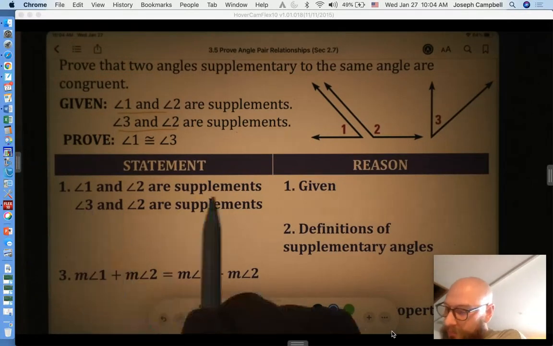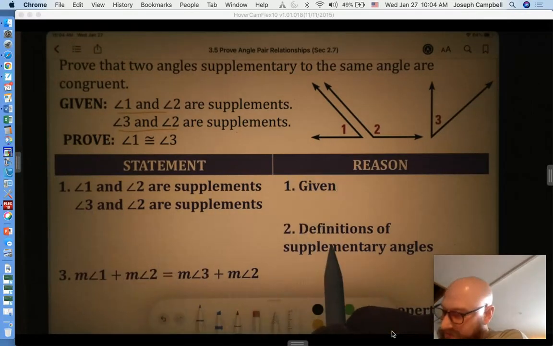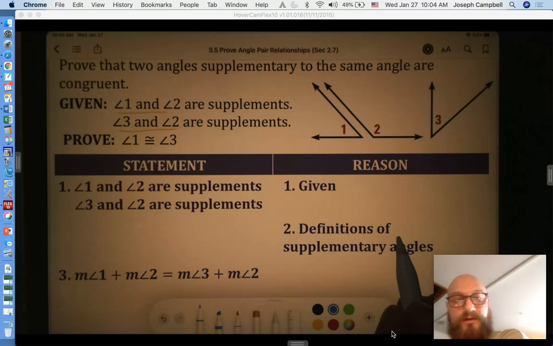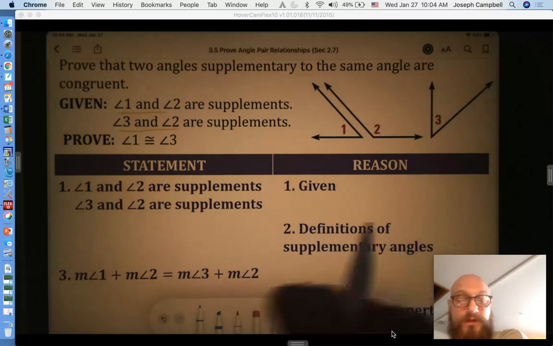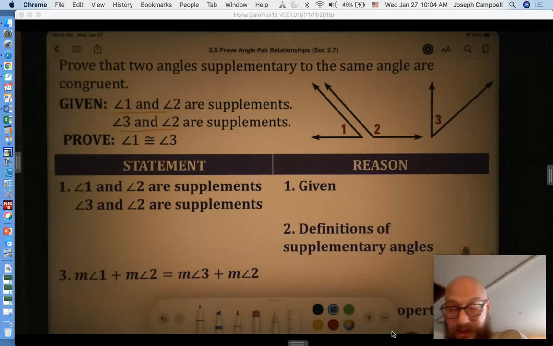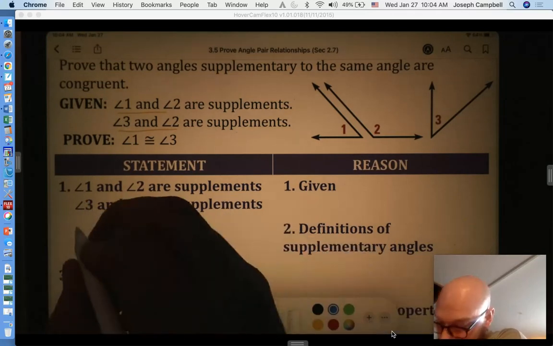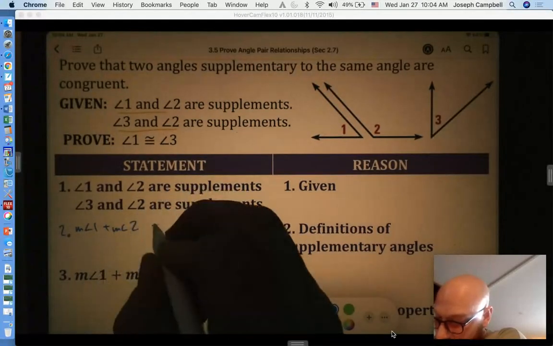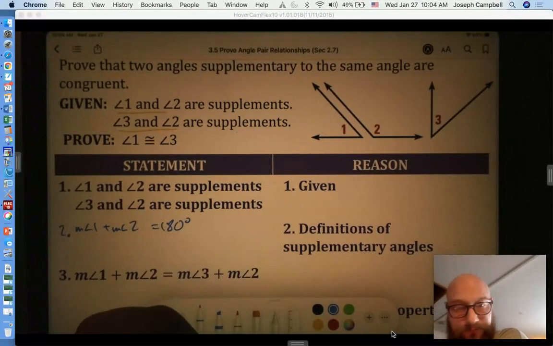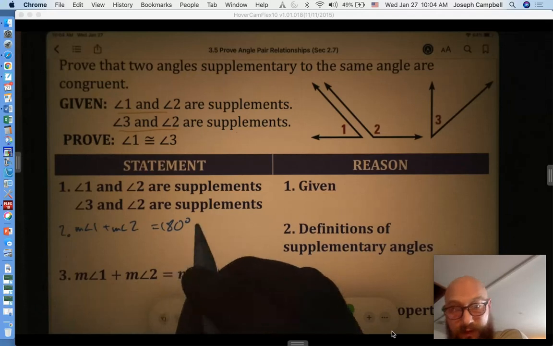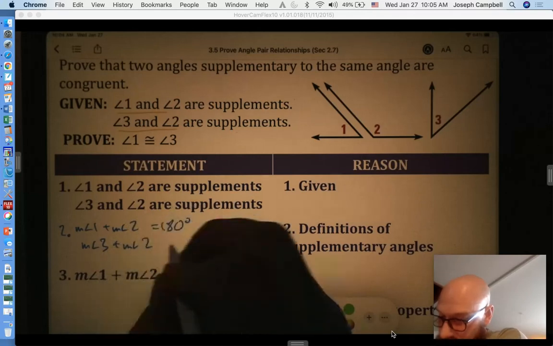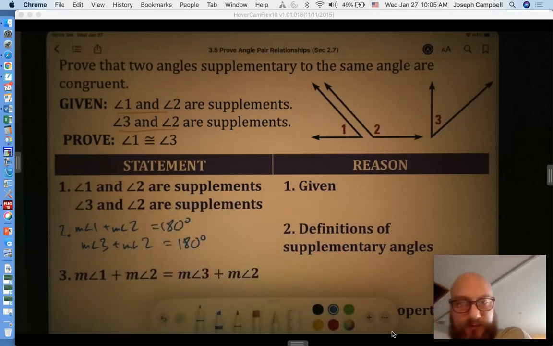All right, we're told this, we're given that. Then they cite the definition of supplementary angles. So what does it mean to be supplementary? It means to sum to 180 degrees. So we should show that if that's what we're citing. If 1 and 2 are supplementary, then the measure of angle 1 plus the measure of angle 2 is equal to 180 degrees. If 3 and 2 are supplementary, well then what's that mean? The measure of angle 3 plus the measure of angle 2 is equal to 180 degrees. Okay?